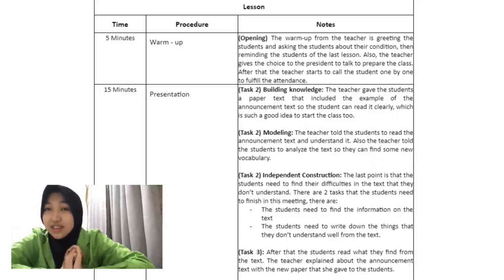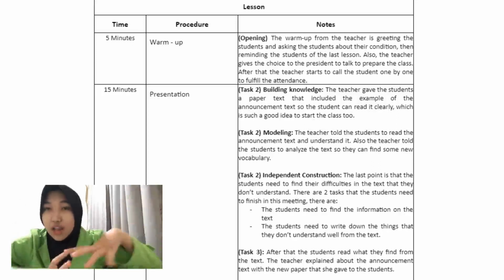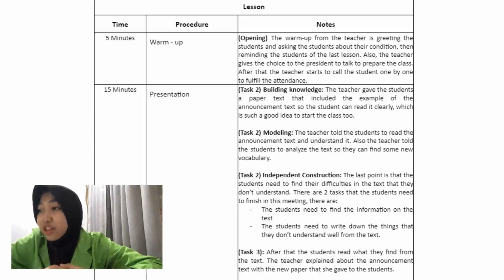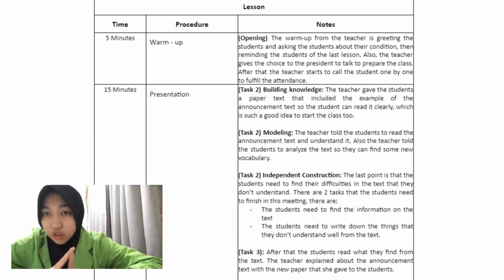So next is task 3 for the presentation. After they finish their puzzle and interact with each other to collect their answers, then the teacher explains about the announcement. That's the start of the explanation here. The teacher starts to explain about the announcement from the definition until the social function of the announcement text.